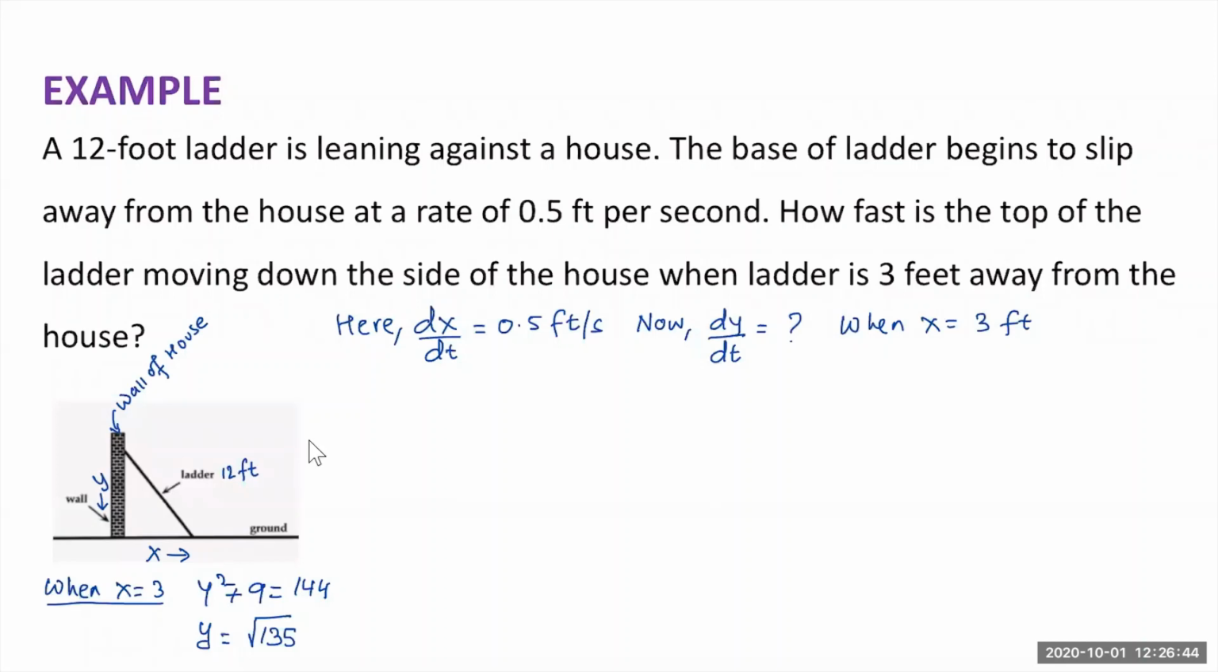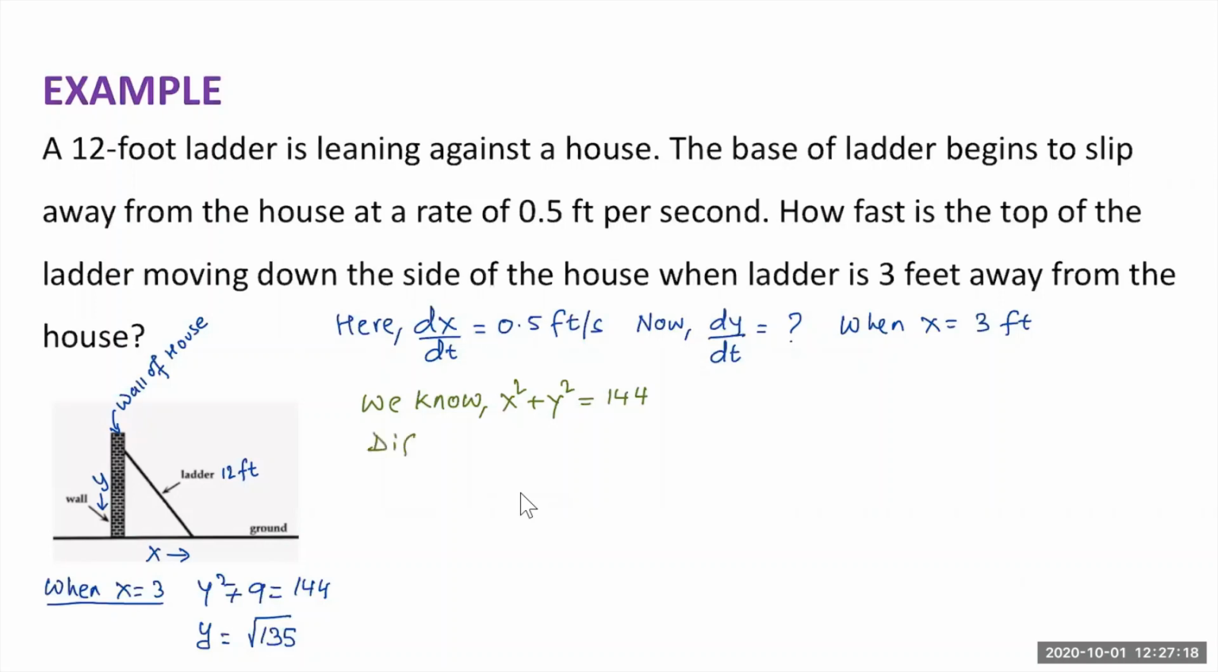Now we are going to take this general equation for this triangle, which will be x squared plus y squared equal to 12 squared, 144. So as x increases and y decreases, this relation is always true, because this ladder will always form a right triangle. So x squared plus y squared equal to 144. Now I'm going to differentiate this on both sides with respect to time.